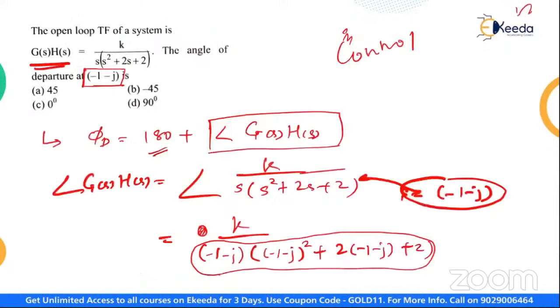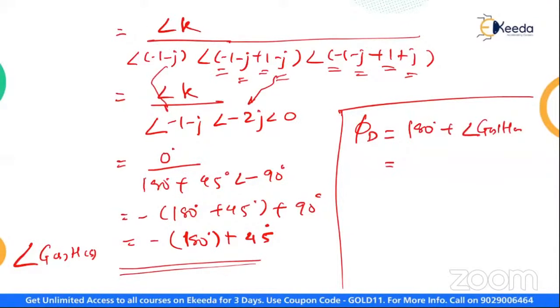Just now we had seen this particular equation, correct? Now, what is this equal to? 180 degrees plus angle of G of s, which is nothing but minus 180 degrees plus 45 degrees. How much is that equal to? This is nothing but 180 degrees minus 180 degrees gets cancelled. You will get phi d, which is equal to nothing but 45 degrees.